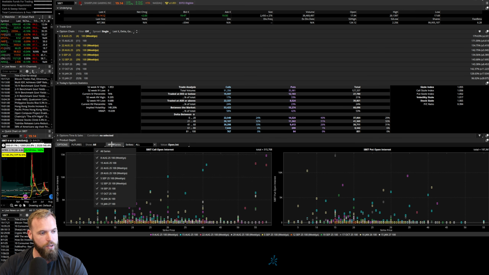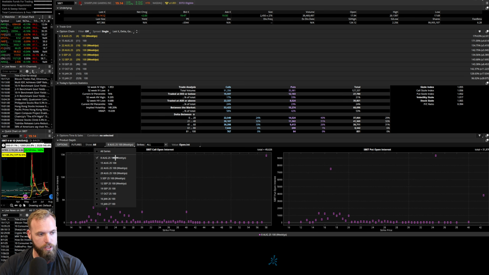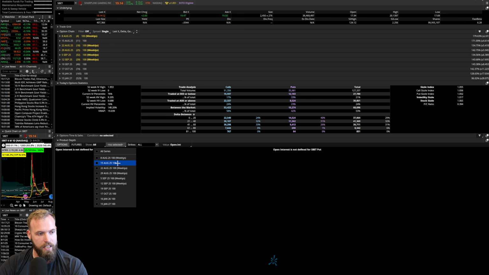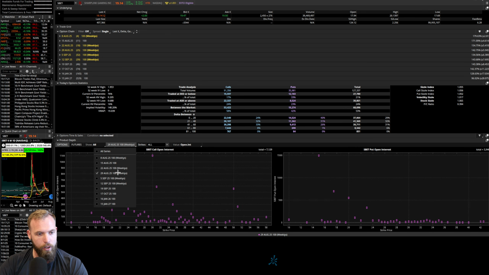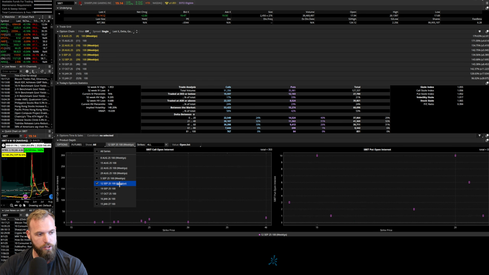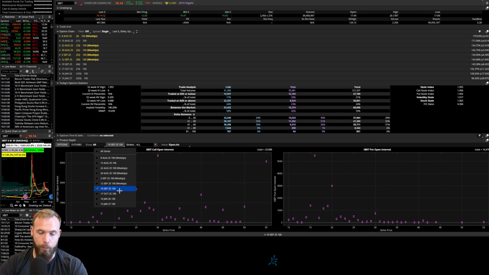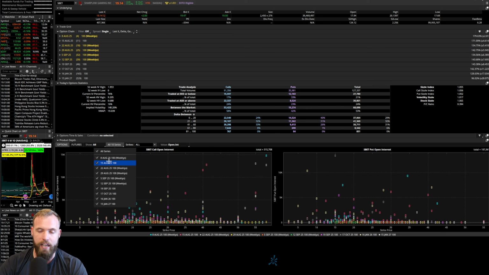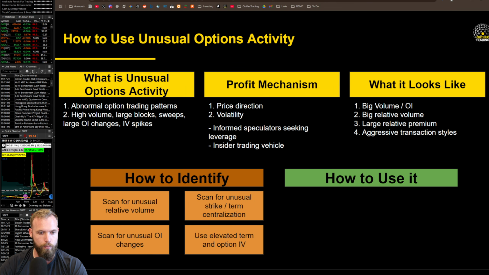Now, if I want to see where this is broken out, I can just flip through the expirations and I can see where the concentrations are. Most of the time, you'll see concentrations in the primary expirations. That's where liquidity is typically highest. And then in the front expirations, if there is some sort of expectation of near-term move.